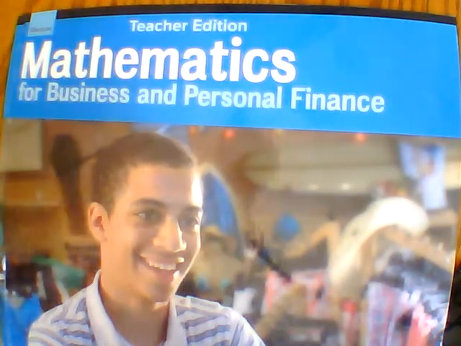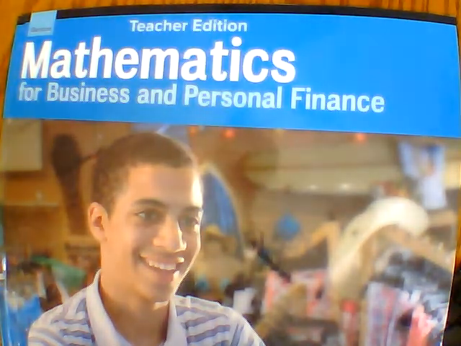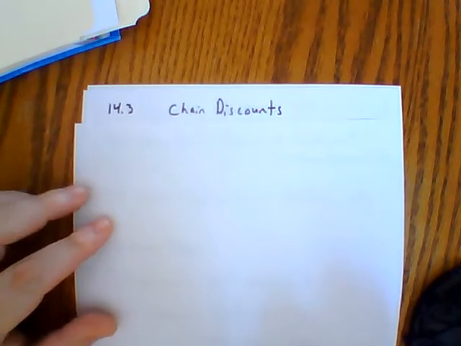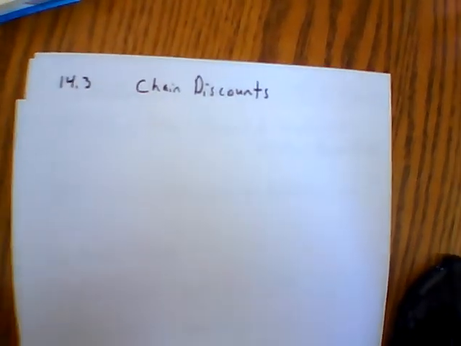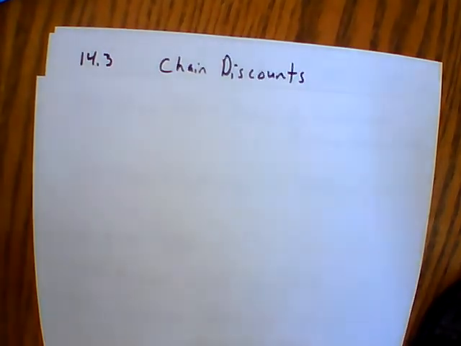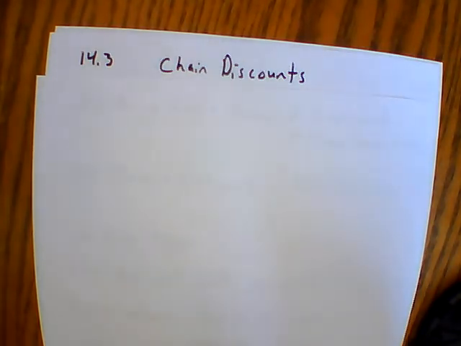We are looking at consumer mathematics, section 14.3. Section 14.3 is entitled Chain Discounts. As we look at our chain discounts, the first thing to ask is: what is a chain discount? A chain discount is basically when we get multiple discounts on one item.